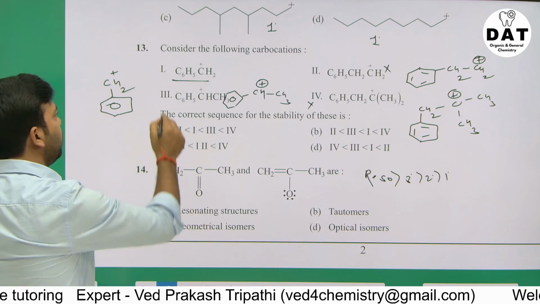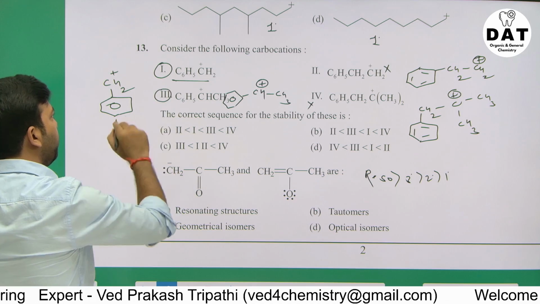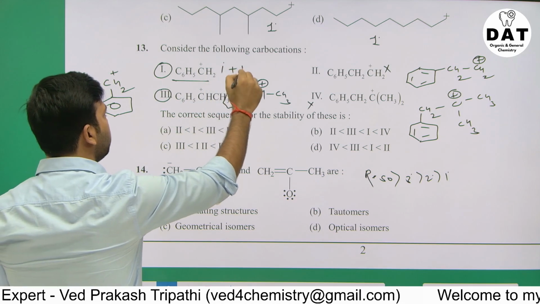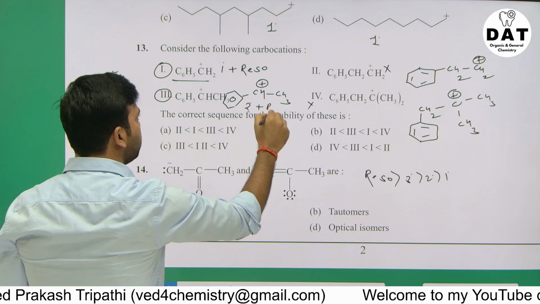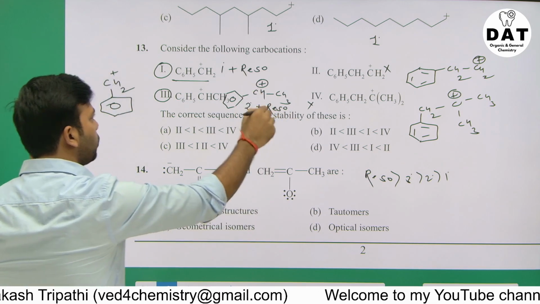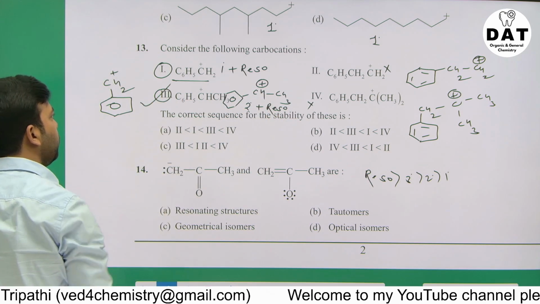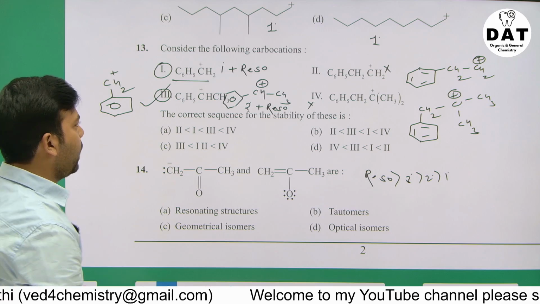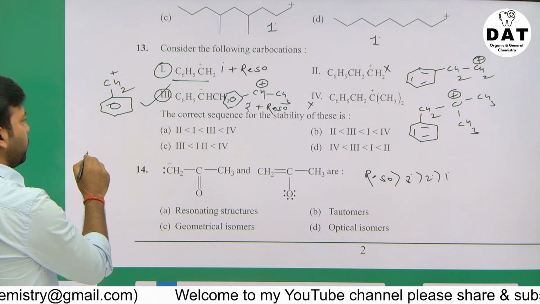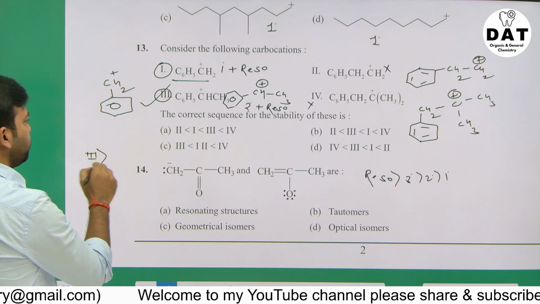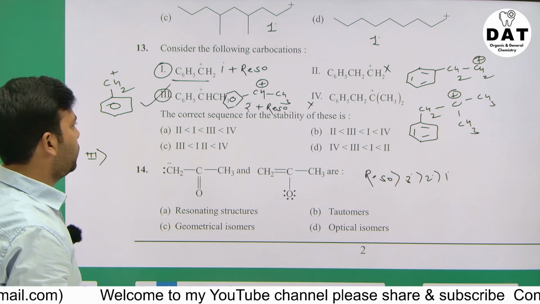Resonance-containing compounds are the first and third, but this is just a primary with resonance, and this is my secondary with resonance. So resonance is common, but this is secondary. That's why the third one is the most stable. So the right choice, we have to arrange them in the decreasing order. So we can say the third one is the most stable. Which option? Third one is the most.